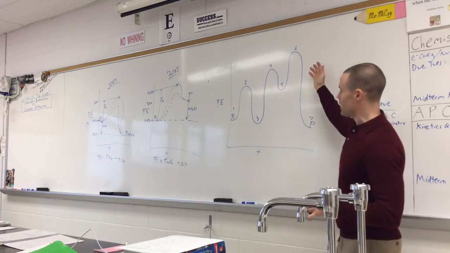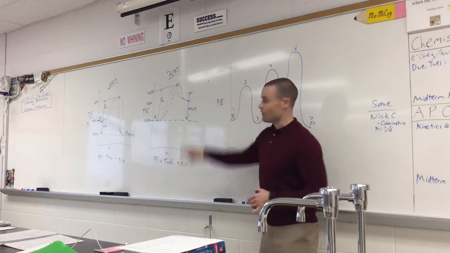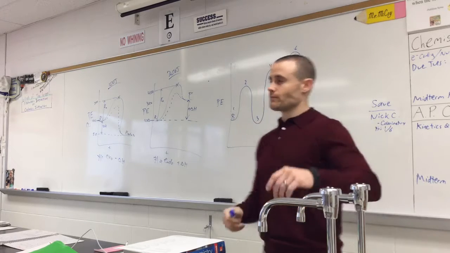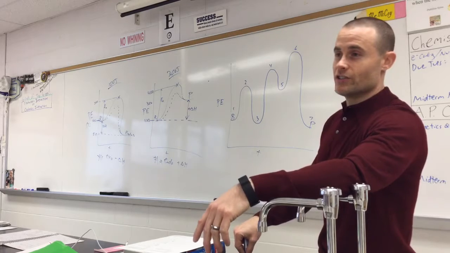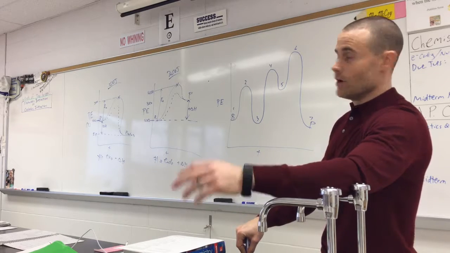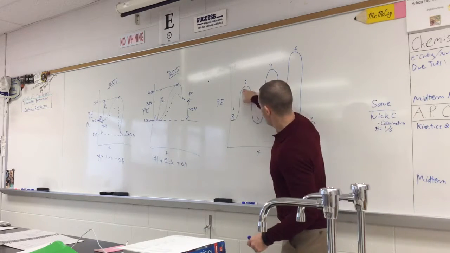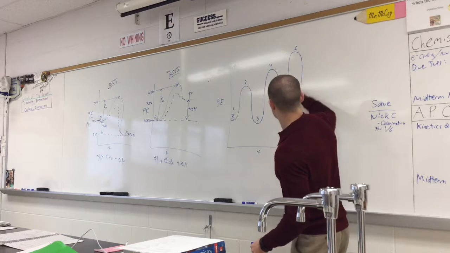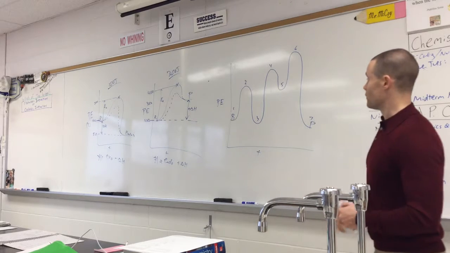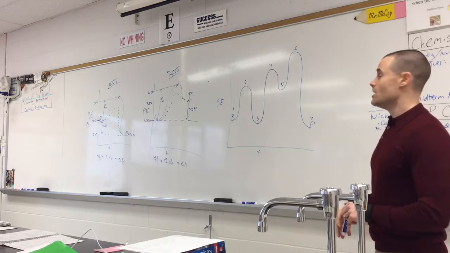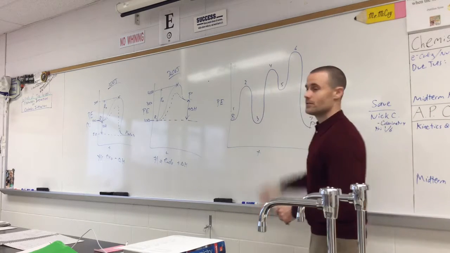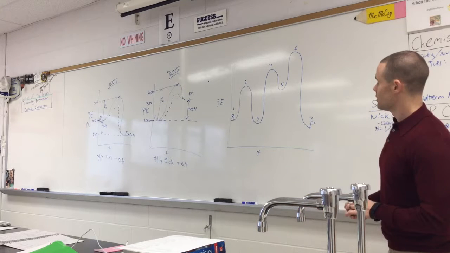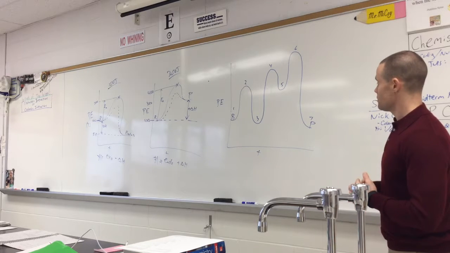But what do you think's going on? How is this different than those? How many different activation energies are there? 3. There's an activation energy here from 1 to 2, from 3 to 4, and 5 to 6. So 3 different steps to this reaction. This is where we're headed with reaction mechanisms. This would have 3 steps. A 3-step reaction, okay?